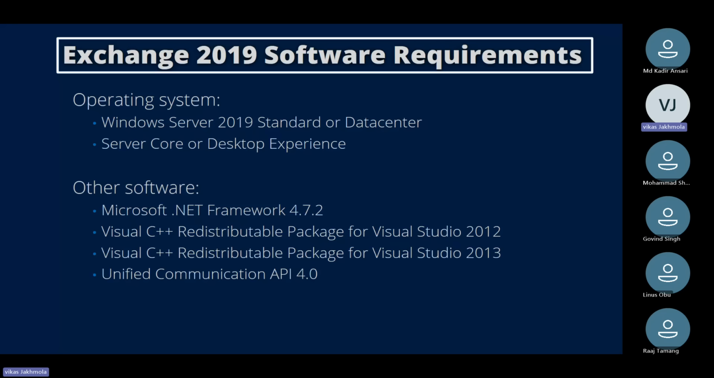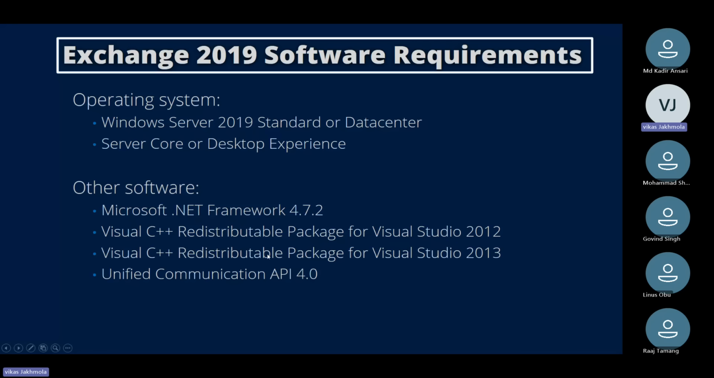I explained this last time as well: earlier versions of Exchange prior to 2019 cannot be installed on Server Core, but you can install 2019 on Server Core. And again, the same software requirements are needed: all the software we have discussed, Unified Communications, Visual C++, Microsoft .NET, along with IIS URL Rewrite.